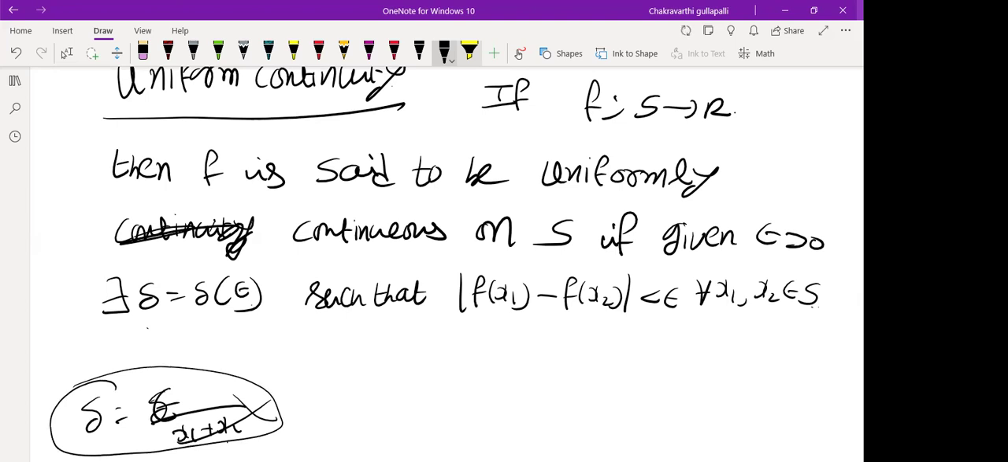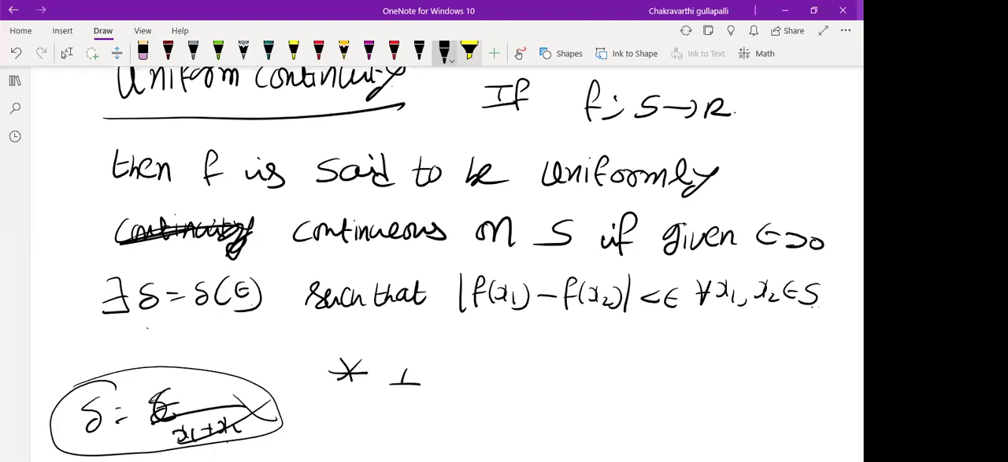Okay. Now, let us go forward. What is the relation between continuity and uniform continuity? If a function is uniformly continuous, can we say it is continuous? If it is continuous, can we say it is uniformly continuous? If not, under what conditions? Let us see these points.